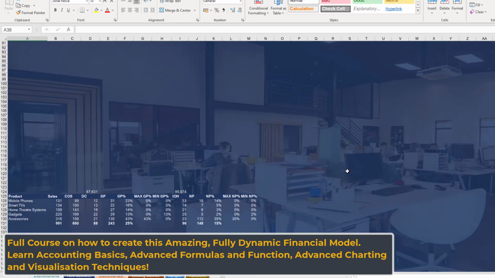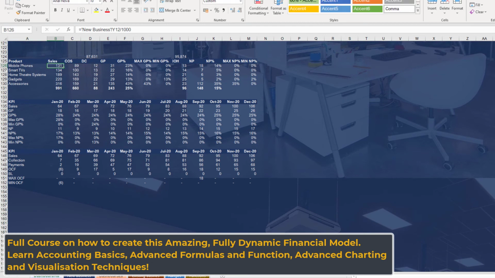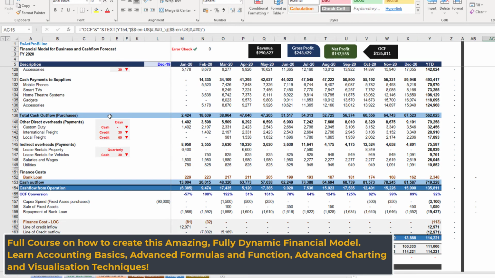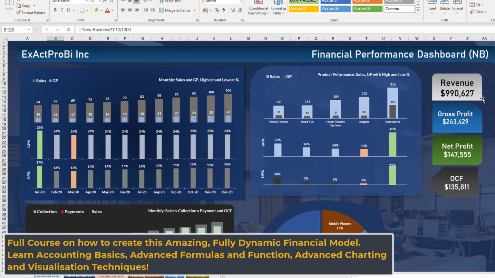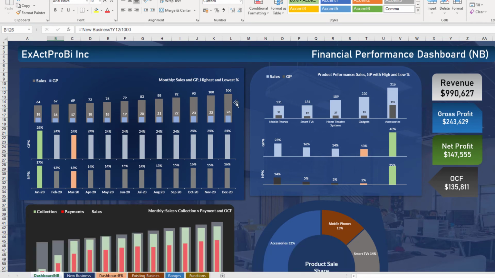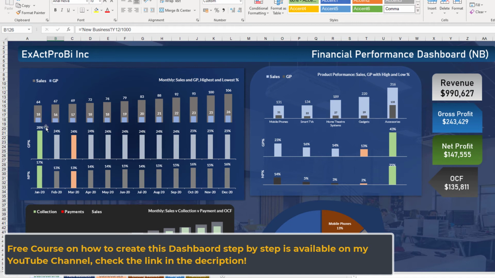If you go down, we have data which is coming from the model itself. So wherever you make any kind of change in this model, in any of these scenarios, the dashboard will be updated accordingly. We have 4 charts here. One is the chart for gross profit, that is sales and gross profit. Each month we are seeing how much is sales and, against that, how much is our gross profit.